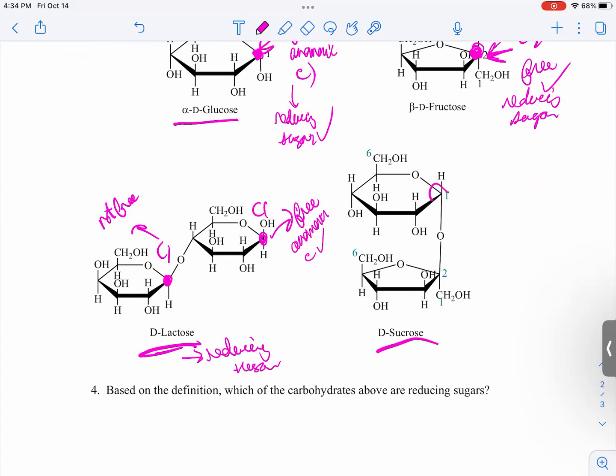D-sucrose, carbon 1, carbon 2, because we have our glucose and our fructose, right? So they are both anomeric carbons, and these are not free carbons, and it is not a reducing sugar.